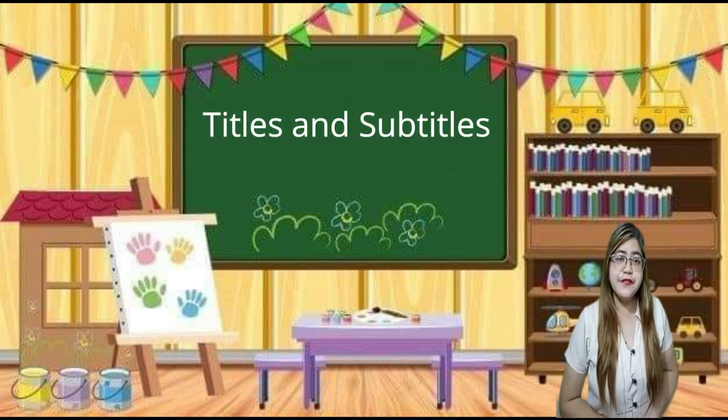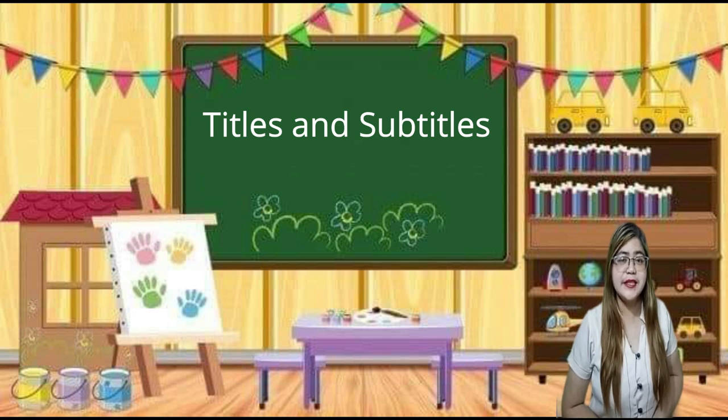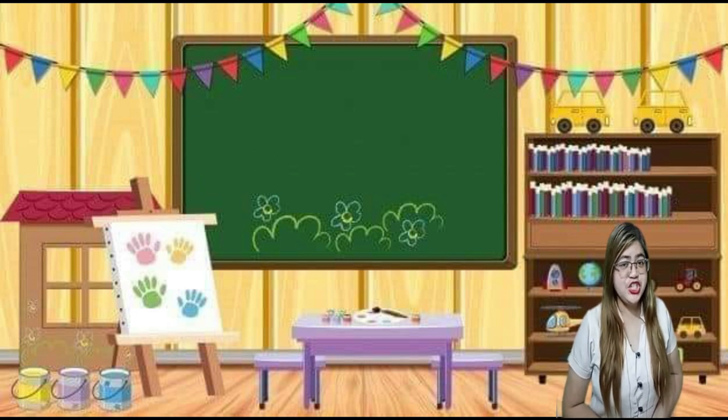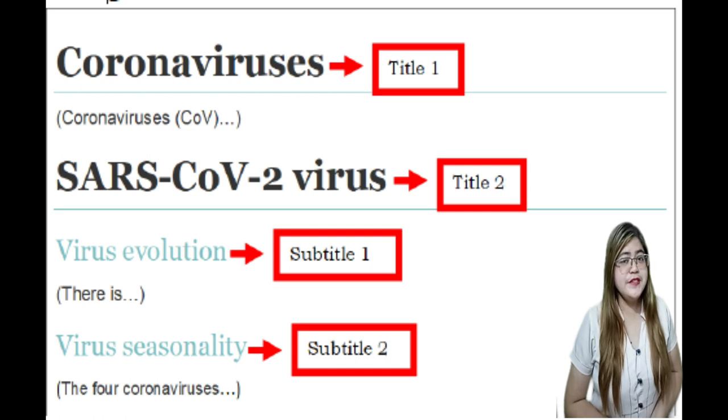First, we have titles and subtitles. Layering or positioning of these aids convey the idea's level of importance. Look at the example. You have seen that the title Coronaviruses represents the key concept, and Virus Evolution and Virus Seasonality as subtitles are the supporting ideas.